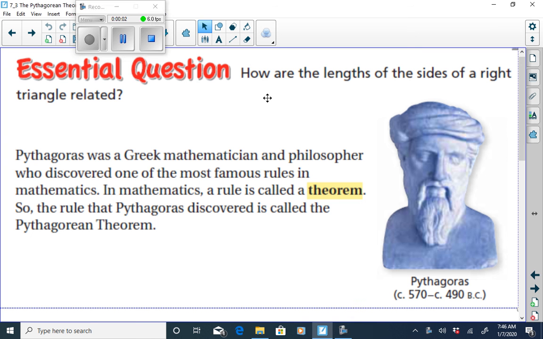Right, our lesson today is to be able to use the Pythagorean theorem. Pythagoras was a Greek mathematician and philosopher who discovered one of the most famous rules in mathematics. In mathematics, a rule is called a theorem. So the rule that Pythagoras discovered is called the Pythagorean theorem.